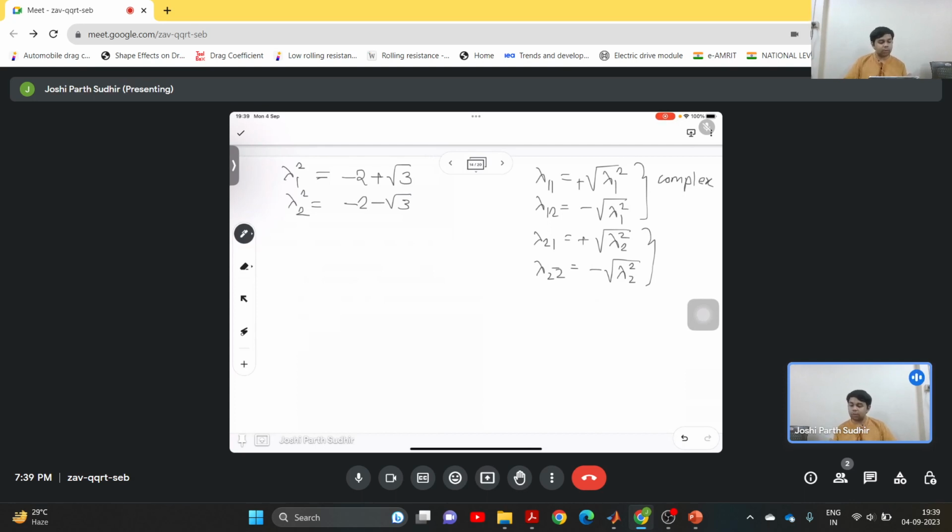So our natural frequency omega 1 square will be 2 minus root 3, or basically minus lambda 1 square, and omega 2 square will be 2 plus root 3, which is minus lambda 2 square. So those will be the two natural frequencies: omega 1 will be basically root of 2 minus root 3, and omega 2 will be root of 2 plus root 3.